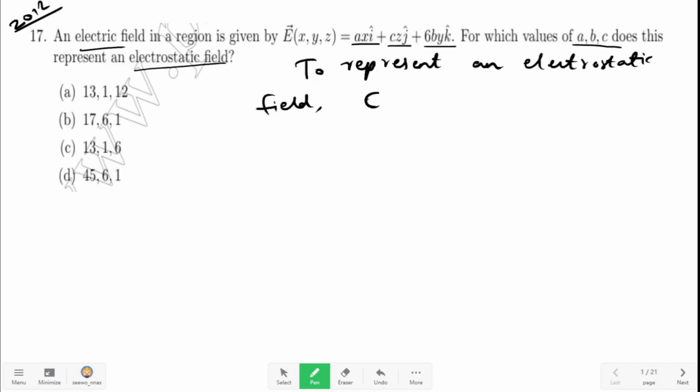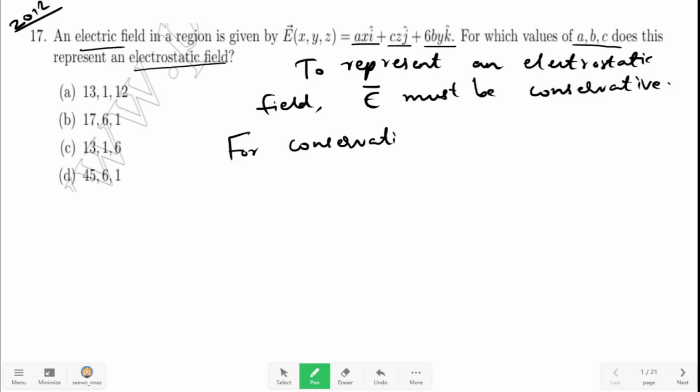Now, to represent an electrostatic field, E must be conservative. Now for conservative fields, curl of E must be 0. For conservative fields, curl is 0. This implies del cross E is equal to 0. Now let us find the curl of E.